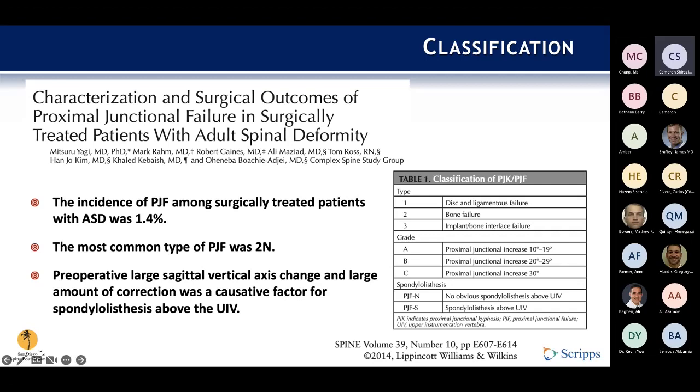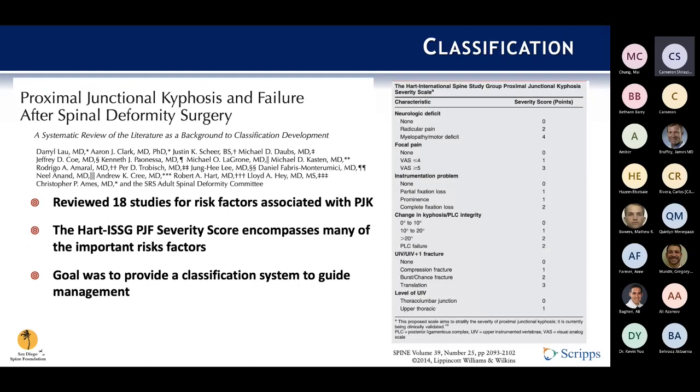They added that because they found within their study that the patients with failures and neurologic abnormalities seemed to be the ones that fell into that spondylolisthesis category more often. The most common type was the 2N in this subset of patients. And preoperative large SVA change and a large amount of correction was a causative factor for spondylolisthesis above the UIV, which was another conclusion the study came to.